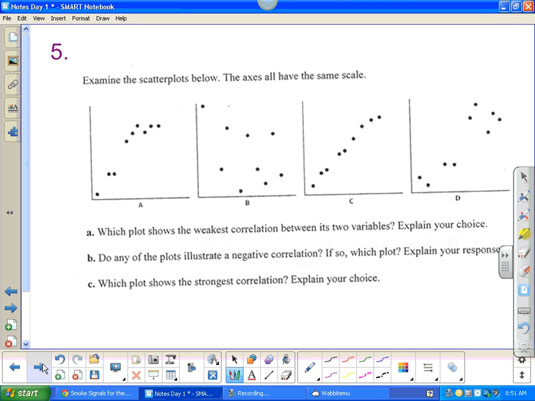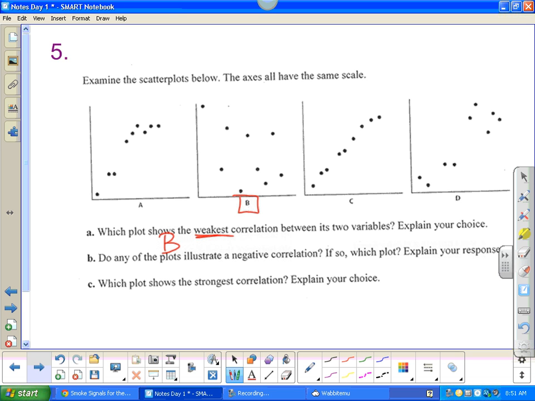Okay, examine the scatter plots below. The axes all have the same scale. Which plot shows the weakest correlation between its two variables? And again, it's not talking about positive versus negative. It's just saying which one is the weakest, the most scattered. What do you think? I think it's B. B is definitely the most scattered because the points are more scattered about, so it has the weakest correlation.